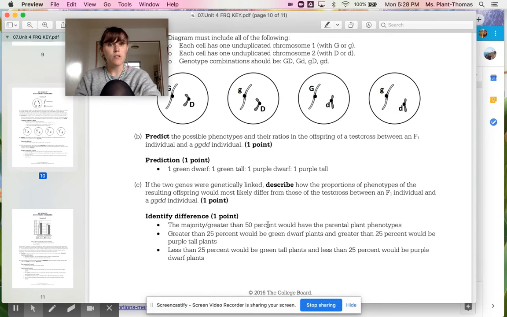Because remember, if they're genetically linked, you're actually going to see a higher percentage of what the parental phenotypes were, because genetically linked means crossing over isn't happening. So you're not seeing that variation being created like we would normally expect. So there would be a greater percent having the parental phenotypes, or greater than 25% would be green dwarf and purple tall, because those are the parental phenotypes.